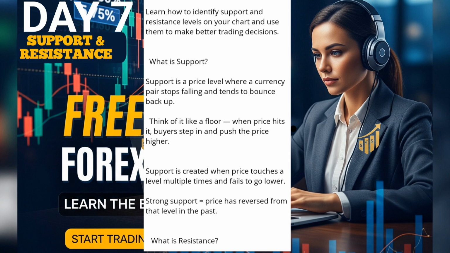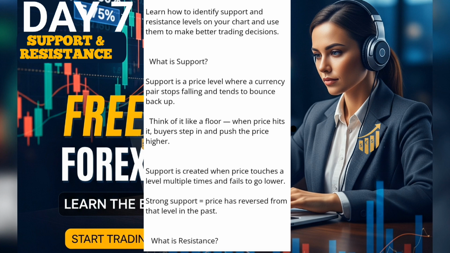What is support? Support is a price level where a currency pair stops falling and tends to bounce back up. Think of it like a floor. When price hits it, buyers step in and push the price higher. Support is created when price touches a level multiple times and fails to go lower. Strong support means price has reversed from that level in the past.